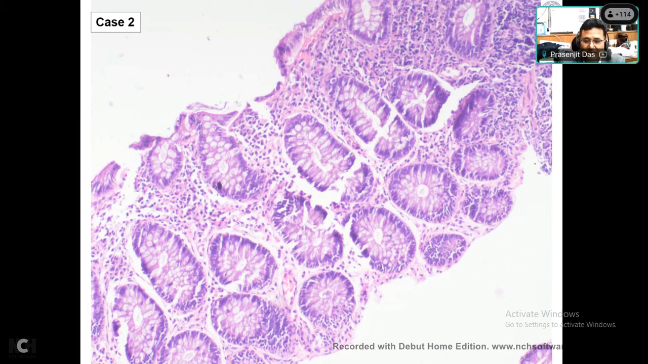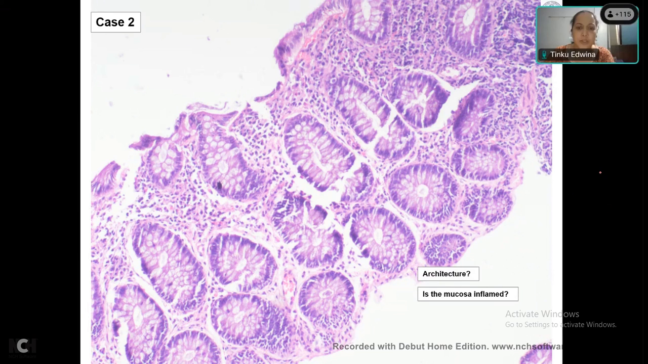Okay, then I will give you 2 leading questions, because I showed you these are the 2 most important points. One is architecture, and second you have to decide if the mucosa is inflamed or it is normal. So what would be your precise answers? Architecture? Mild distortion of architecture. You think so? Okay, then we'll see is the mucosa is inflamed or it is normal. Apply our rule.